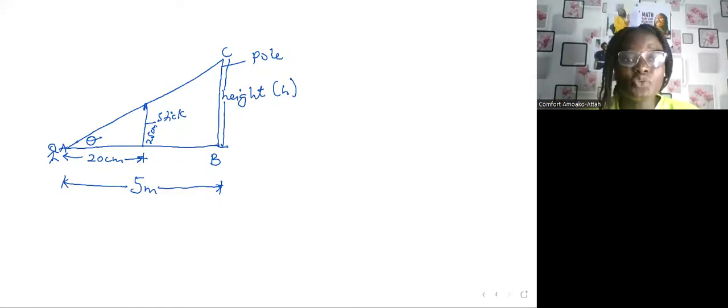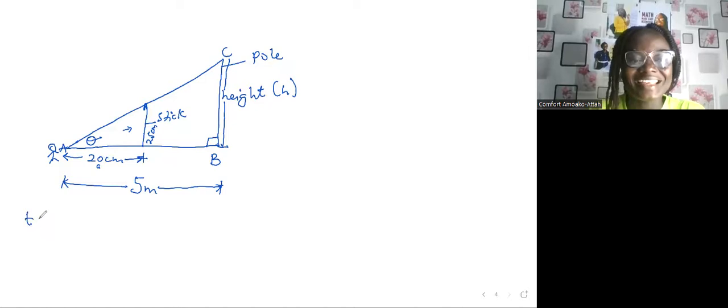So now how do we find the angle over here? I told you earlier on that if you have two sides, you can find an angle. And from this right angle triangle, we have two sides given. That is, we have the opposite over here and the adjacent over here. So we are going to use tan. So we are going to have tan theta is equal to opposite over adjacent.